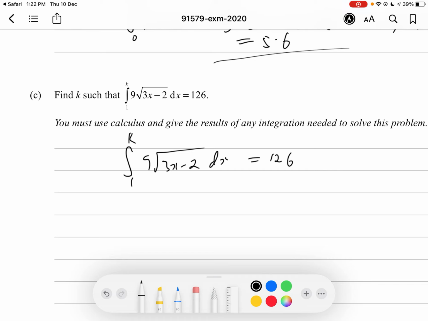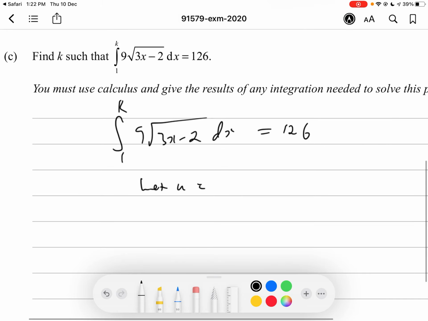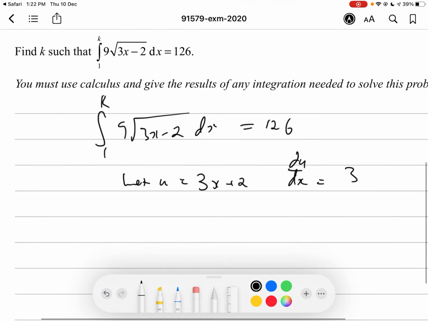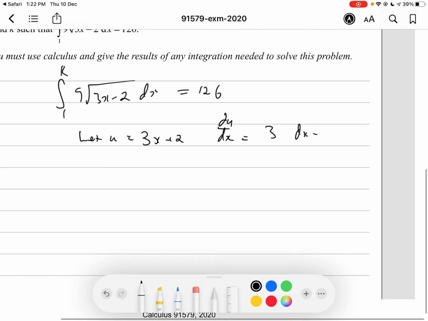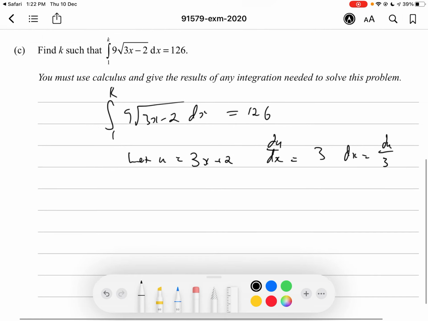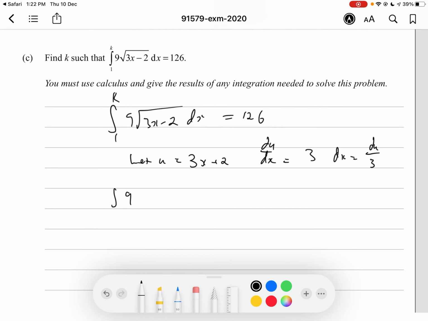Right, so for this question, we can use a substitution. We can say let u be equal to everything inside the square root. When you see these square root questions, it's always wise to let u be equal to everything that's inside the square root. That makes life a lot easier. So let u equal 3x minus 2. du/dx is 3, and therefore dx equals du over 3. So this will give us the integral of 9 times the square root of u over 3 du, which is the integral of 3 times the square root of u du.